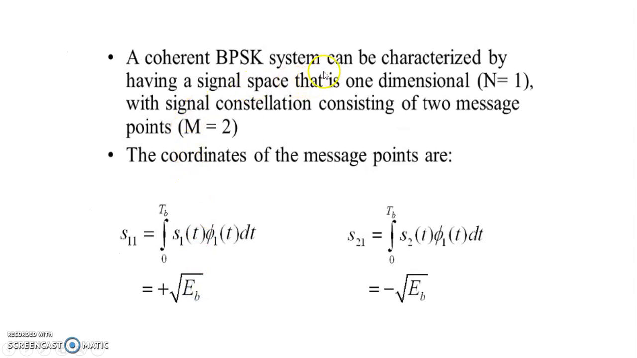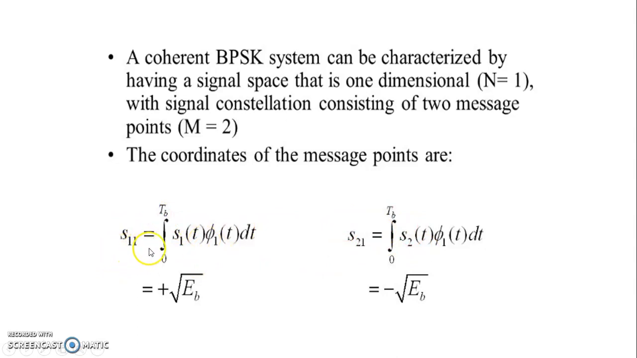A coherent BPSK system can be characterized by having a signal space that is one-dimensional, N is equal to 1, with signal constellation consisting of two message points, M is equal to 2. That we have seen in earlier slides. So for representing the message points in the constellation diagram, we have to find the coordinates of the message points. So that is S11 and S21 that we have to find. Because N is equal to 1 and M is equal to 2, we have two coordinates S11 and S21.